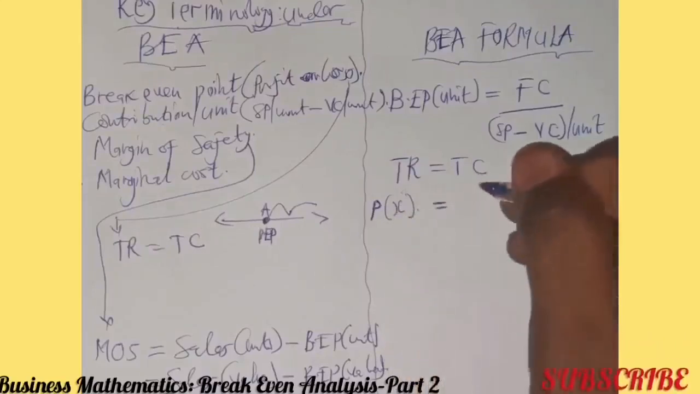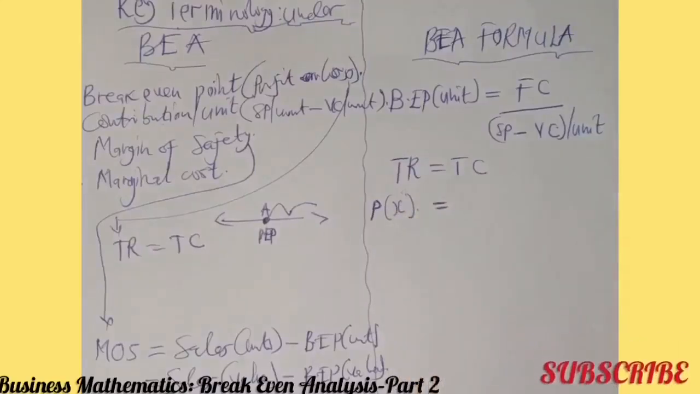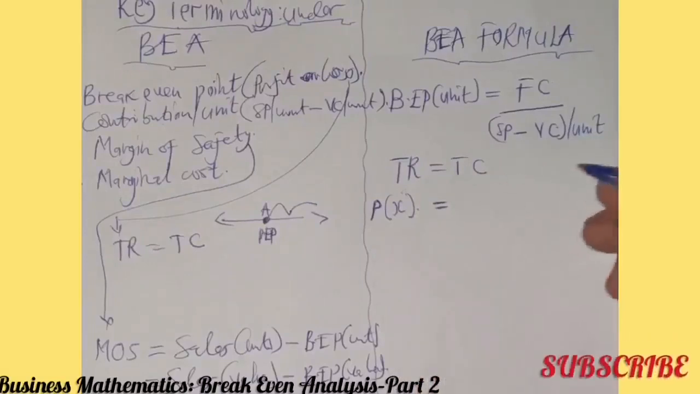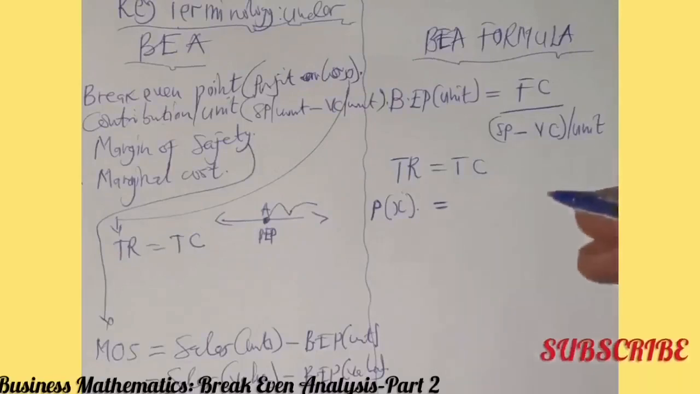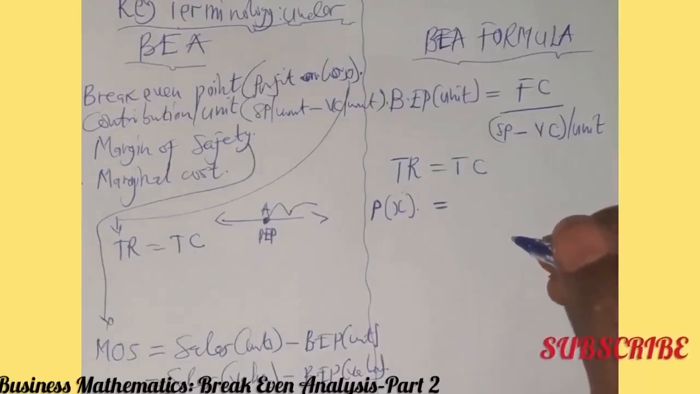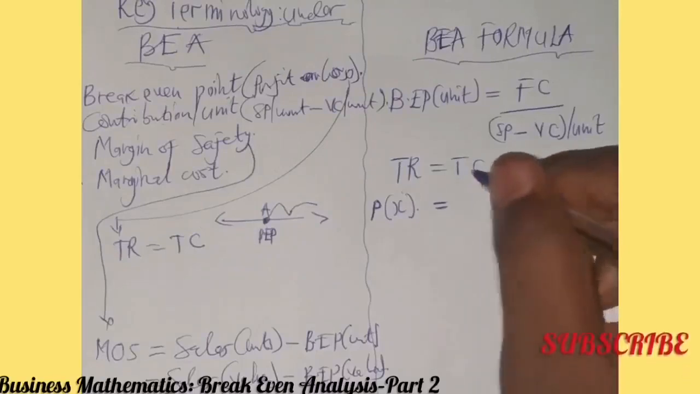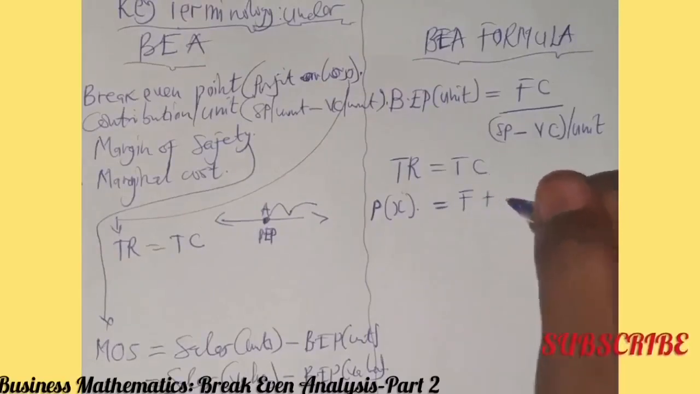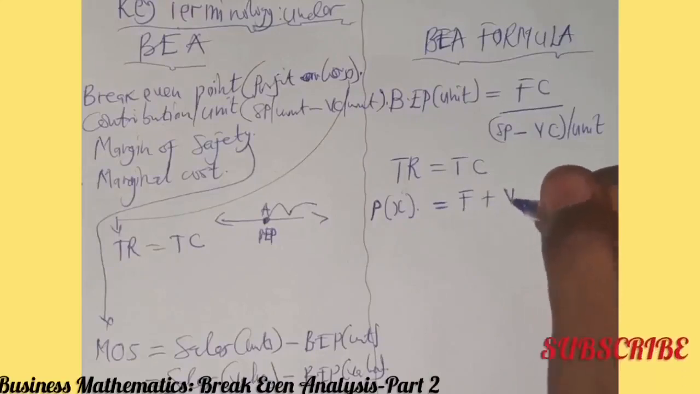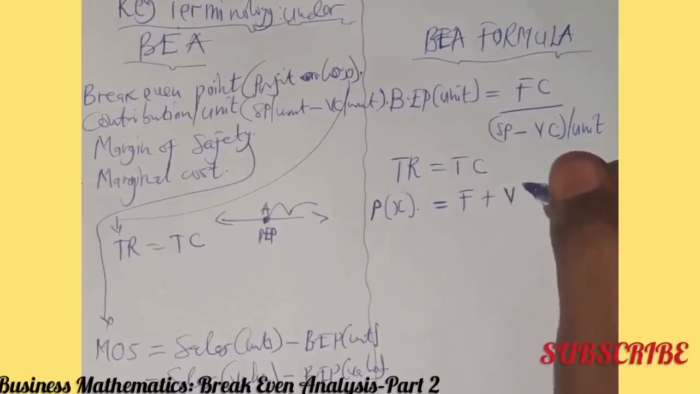Then, your total cost. We said that one of the assumptions is that total cost can be separated into fixed and variable cost components, if you remember, from the first video we made on this aspect. So we can say that your total cost will be in this form: fixed cost plus your variable cost. Remember, variable cost here is variable cost per unit.